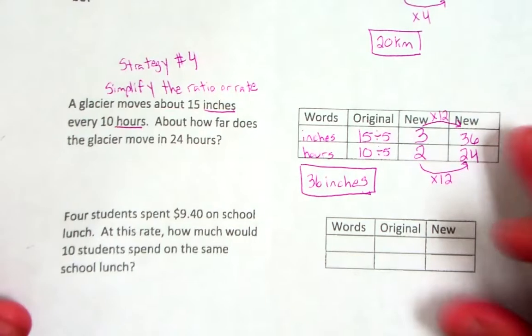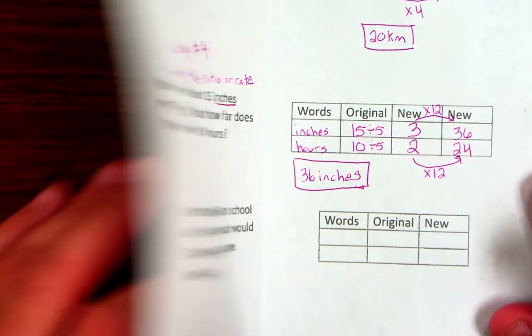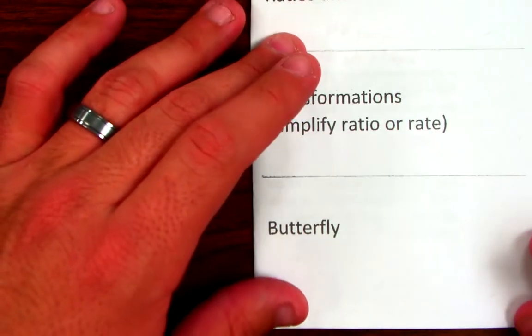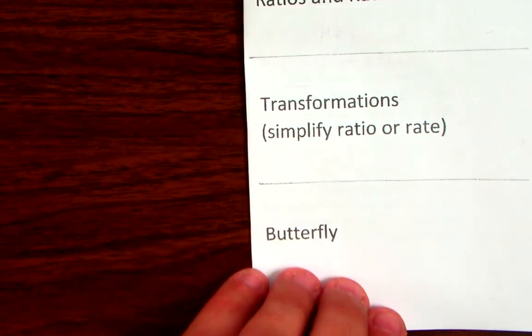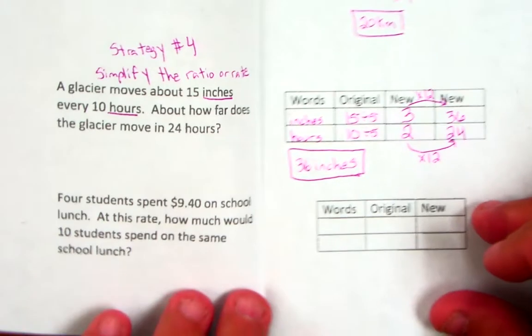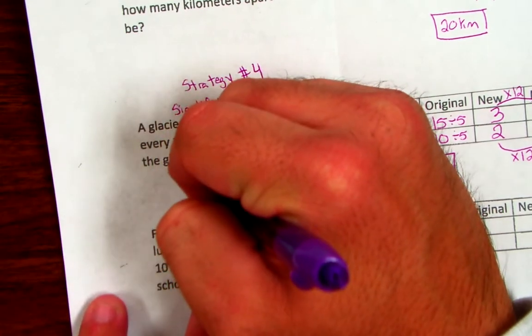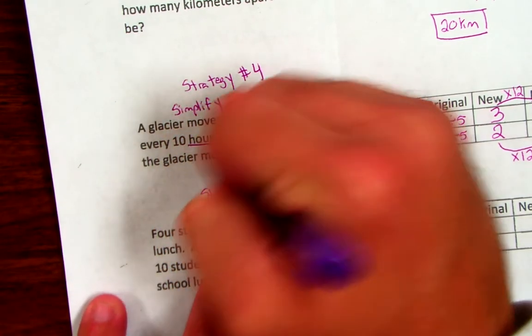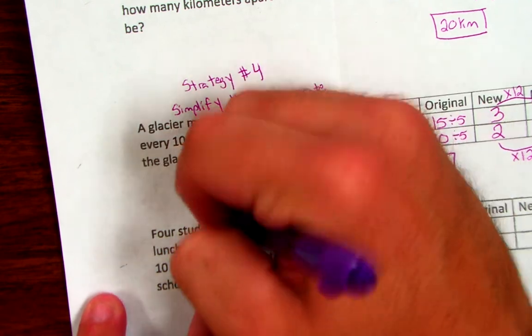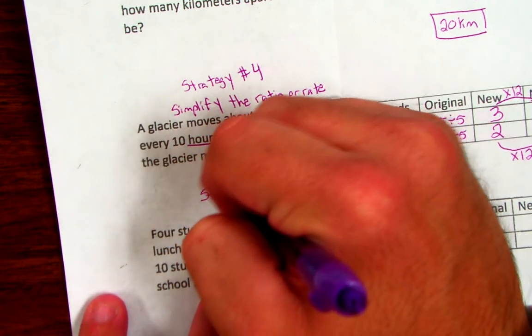Whoop, whoop. Last one. Everyone's favorite. Not really, but it's the butterfly. I tell you, I love butterflies until there's so many and they hit my windshield. Oh, makes it so hard to see. All right, so here we go. Strategy number 5. The butterfly method.